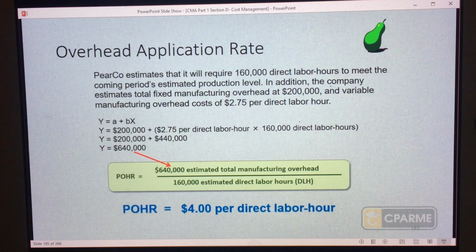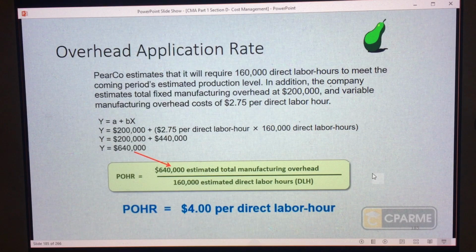So, remember from our previous discussion our cost function. So the 640,000 hours coming from your 2.75 and your 160 would be your total estimated manufacturing overhead that we're going to spread over the 160,000 direct labor hours. And so your production overhead, that would be your $4 per direct labor hour.